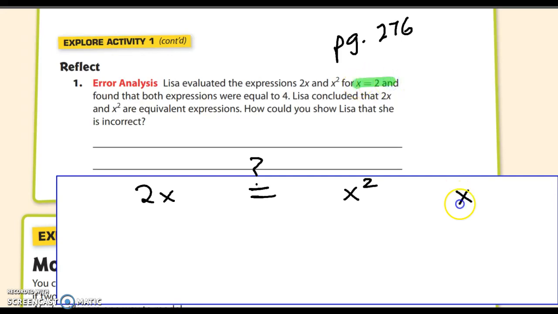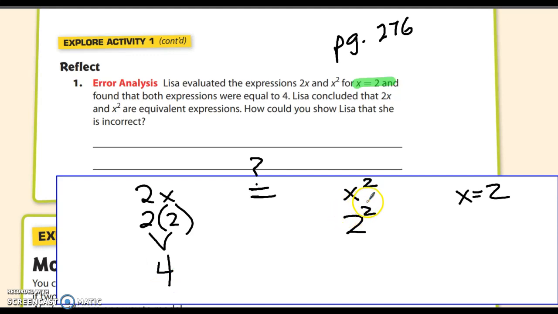So over here I'm going to write x needs to be equal to 2. So I'm going to take out this x. I'm going to rewrite this one as 2 right next to 2. I'm going to take out this x. I'm going to make this one 2 squared. Well, what is 2 right next to 2? It means 2 times 2. That's 4. And what is 2 squared? Well, that means 2 times 2. That is 4. So the answer is yes, they're equivalent. And so that's her conclusion. Yes, they're equivalent.